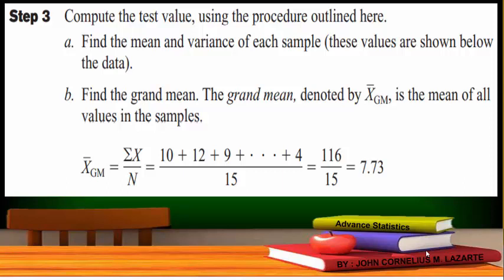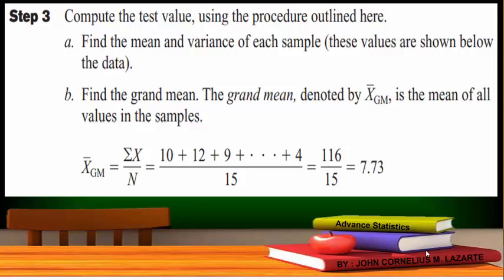The first thing is to find the mean and variance of each sample. Those are needed if the given are only the raw data. But now we have been provided with the variance as well as the means. So we need to proceed now to step B, which is to find the grand mean.